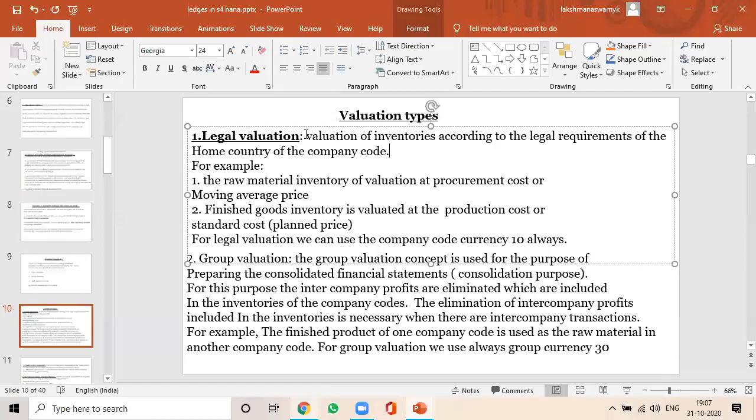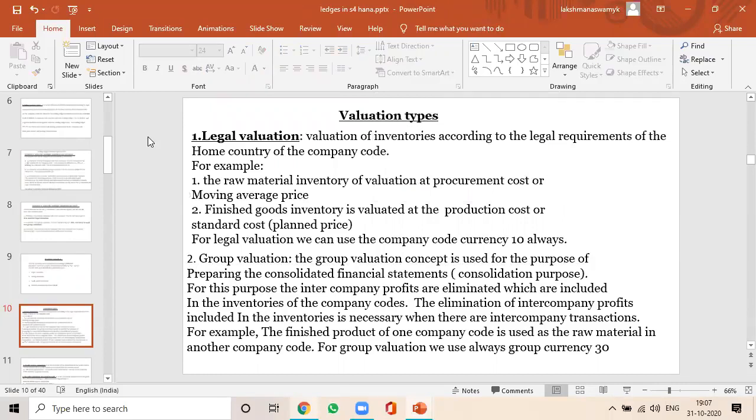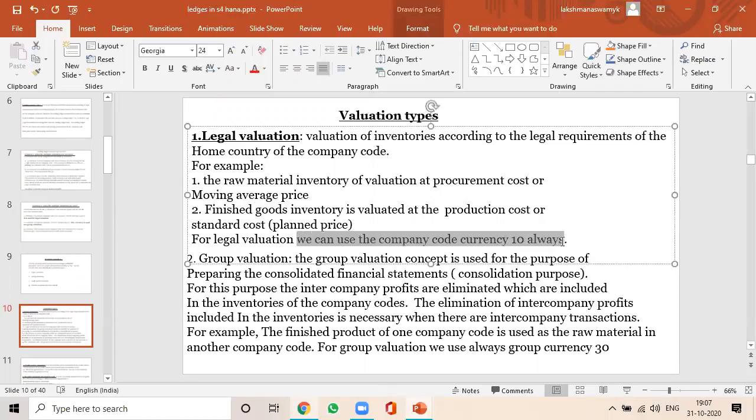So the legal valuation, not only in India, generally according to any accounting principle, the inventories of raw materials are to be valuated at procurement cost or moving average price. And the finished goods inventory is always valuated at production cost or standard cost. So for legal valuation, we always use the company code currency, 10. Whatever currency you assign to your company code, that is represented with 10 only.